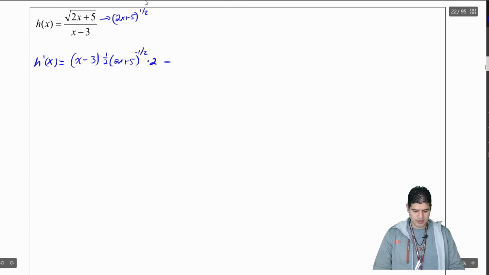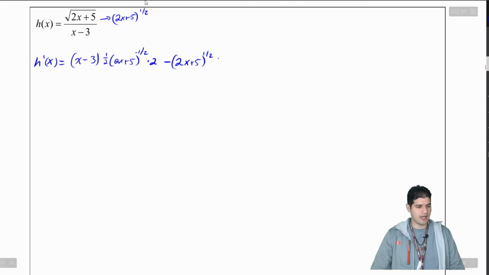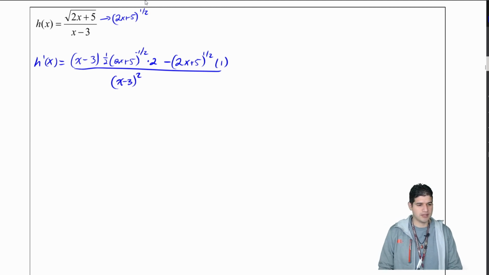Minus the 2x plus 5. I'm going to keep that in this form with the rational exponent times the derivative of x minus 3, so times 1. And then I'm going to square that denominator. So this one is going to be a problem where it's really going to test your algebra skills.